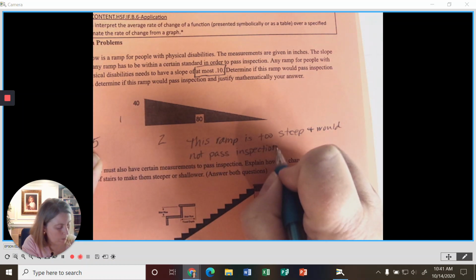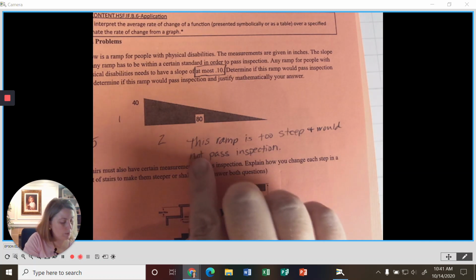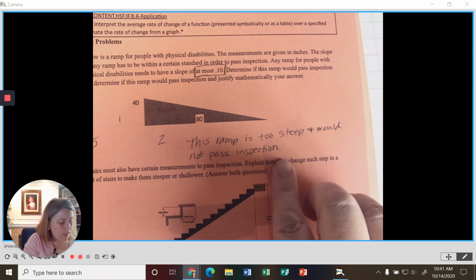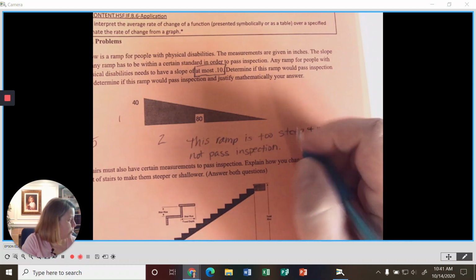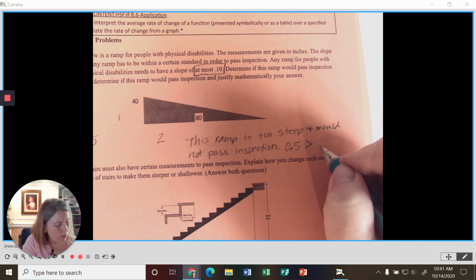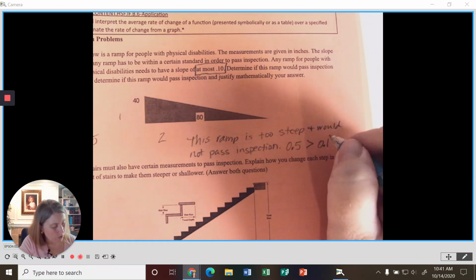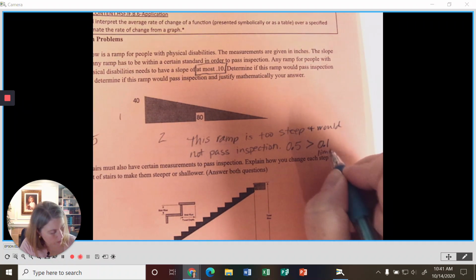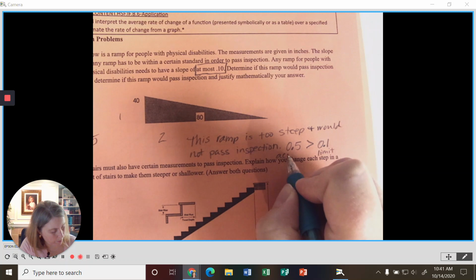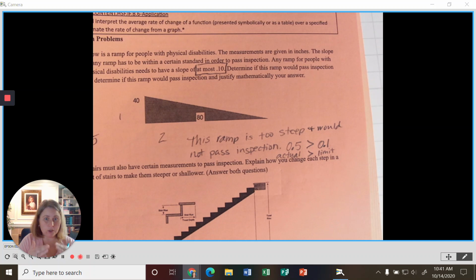Okay, would it pass in a pinch for an emergency, getting somebody from one point to another? Yeah, but it's not something that's safe on a regular basis. So this ramp is too steep and would not pass inspection. Its slope is 0.5, and 0.5 is greater than 0.1. So it does not pass inspection. This is the limit, and the actual is greater than the limit. So the actual slope is greater than the limit, much too steep. Five times too steep.